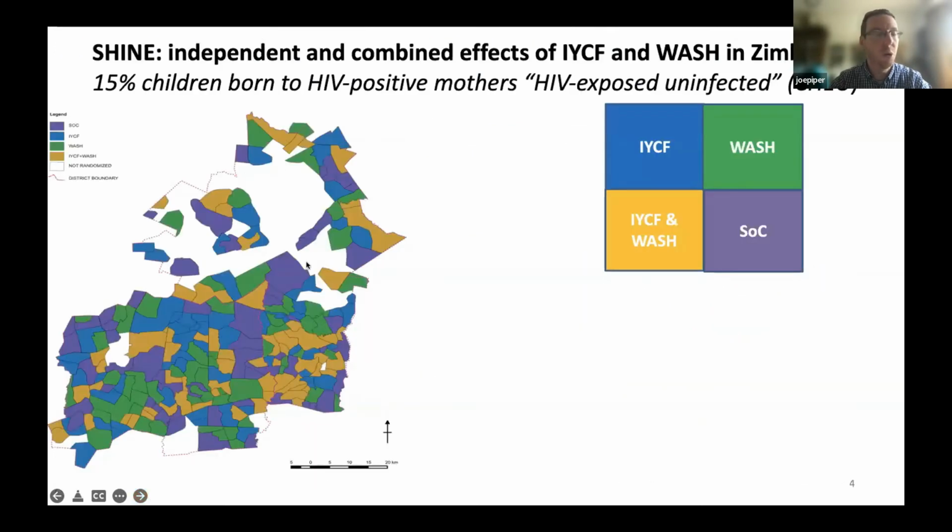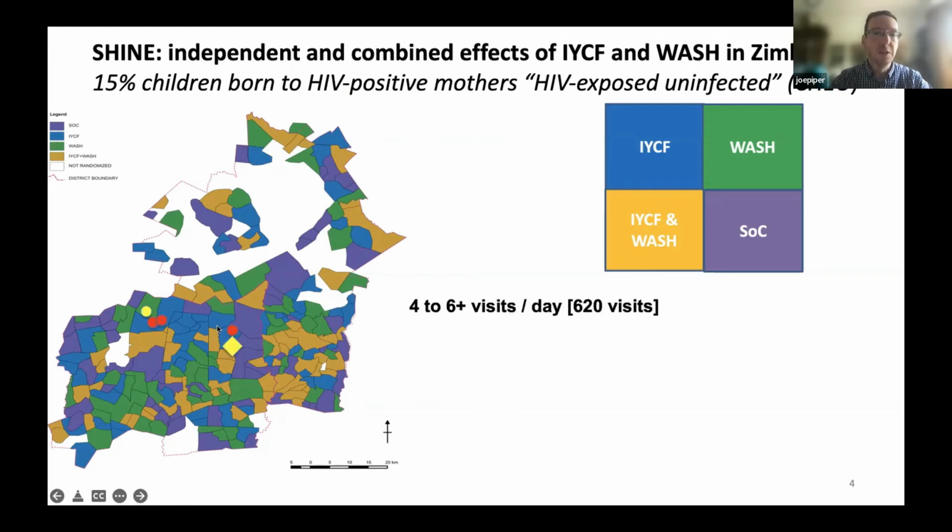So here's the SHINE trial. We work in rural Zimbabwe in Midlands province. And this was the SHINE trial, as I mentioned. There was a standard of care arm. It's a 2x2 cluster randomized trial. There were nutrition intervention, infants and young child feeding, water and sanitation intervention here in green, and then a combined arm as well, nutrition and water and sanitation.